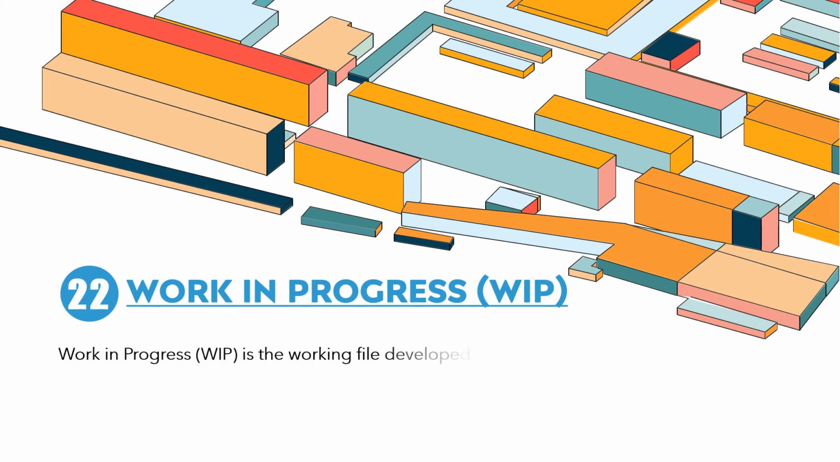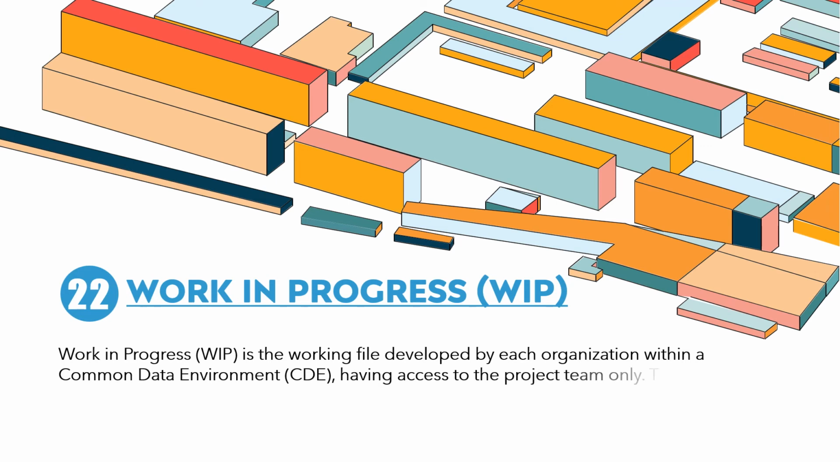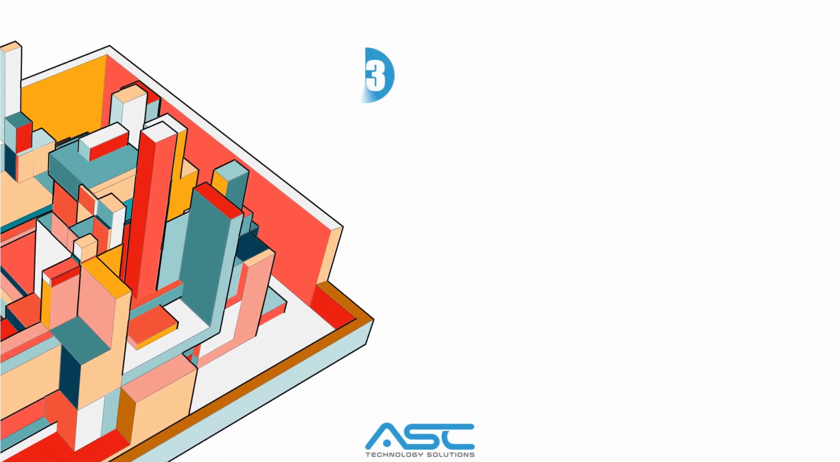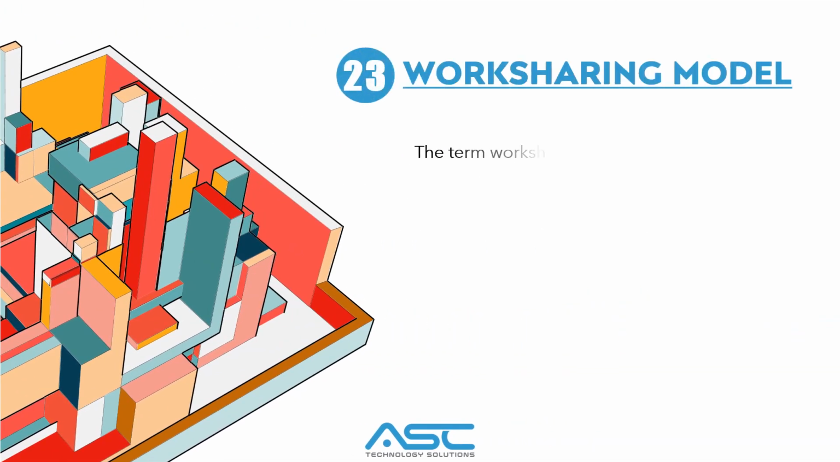22. Work in Progress, WIP. Work in Progress, WIP, is the working file developed by each organization within a common data environment, CDE, having access to the project team only. These files are unapproved and cannot be considered as the final model files for further processing.